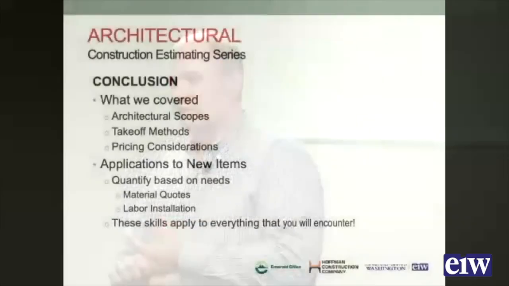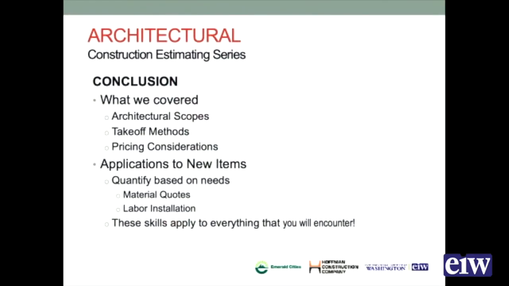Okay, so in conclusion, what we've covered today: we've covered architectural scopes. We've covered methods of taking off quantities, how to price, and considerations you need to think about when you price out the quantities and the scopes of the work. Now, all of what we've talked about today applies to new items, because you will always find new types of work and new things in construction, new technologies.